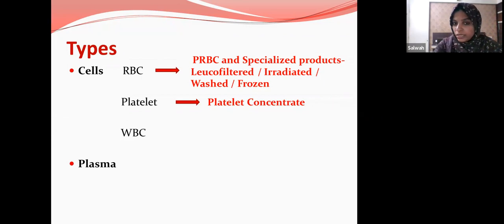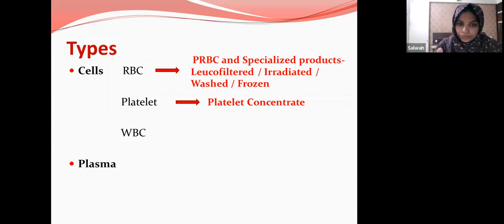Then for leukofiltered, there is an aggregate filter which is used, and PRBCs pass through that. So WBCs, donor leukocytes, are filtered from that. And irradiated means gamma irradiation is used. Such blood units have to be used within 28 days. And washed means saline wash. That is, PRBCs are washed around 2 to 3 times in saline. So WBCs are removed, so it can be used. Then frozen and deglycerolized, that is, RBCs are frozen at minus 196 degrees Celsius, so that they can be kept for up to 10 years.